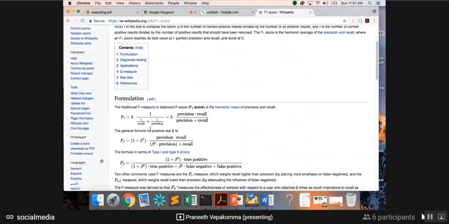So this is known as a harmonic mean. A normal mean is, if you had two values x and y, you have x plus y by 2, right? Or if you have n values, the sum of all the values by n. A harmonic mean is this: you basically do 1 by x plus 1 by y. So precision and recall can be combined, because precision and recall is a trade-off.